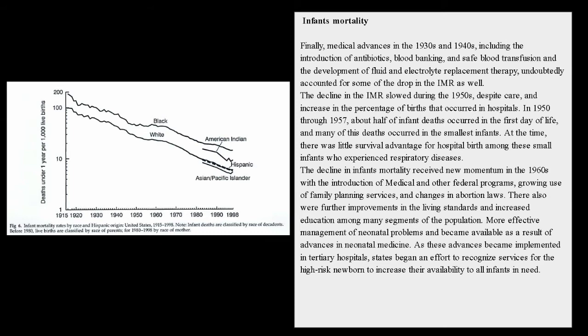The decline in infant mortality received new momentum in the 1960s, with the introduction of Medicaid and other federal programs, growing use of family planning services, and changes in abortion laws. There also were further improvements in the living standards and increased education among many segments of the population. More effective management of neonatal problems became available as a result of advances in neonatal medicine. As these advances became implemented in tertiary hospitals, states began an effort to organize services for the high-risk newborn, to increase their availability to all infants in need.